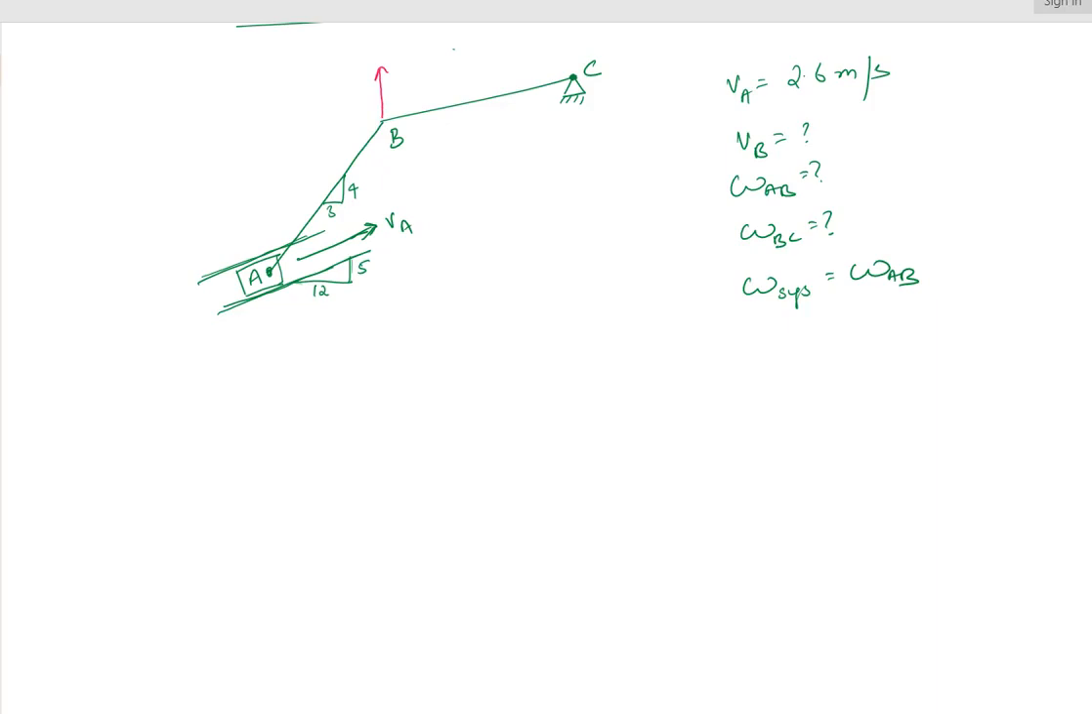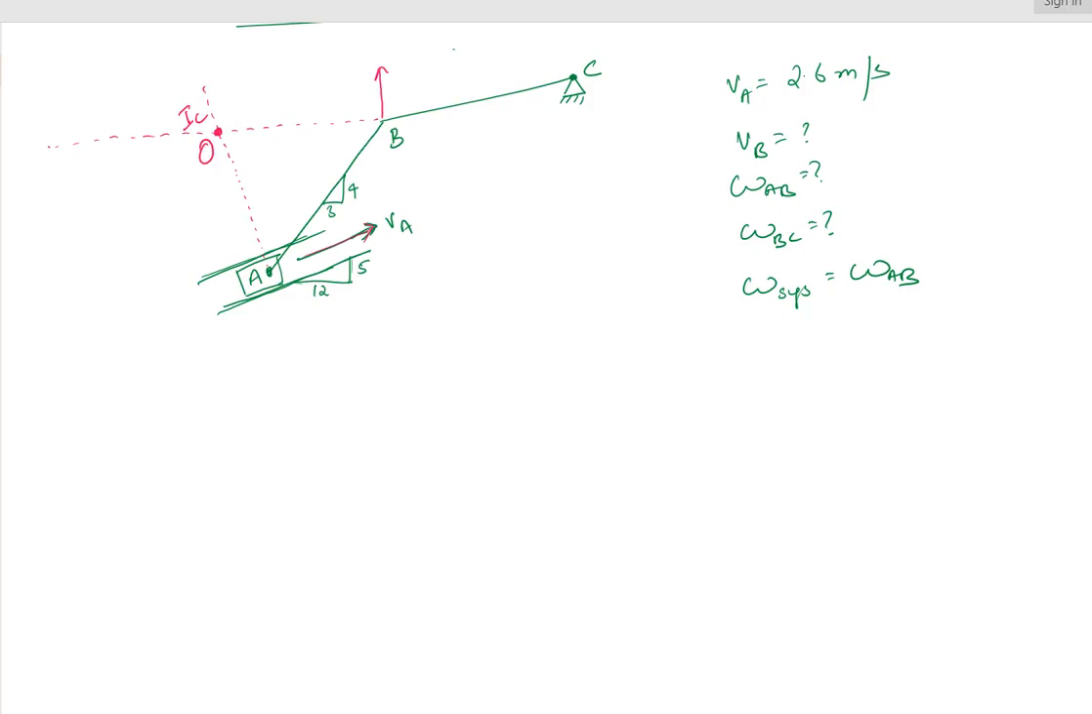Now if A moves in this direction, then B is going to go up, right? So we need to draw a perpendicular line out, and we need to do the same from here, perpendicular to VA. So from here I'm going to draw that. So that's our instantaneous center. We'll call that point O.